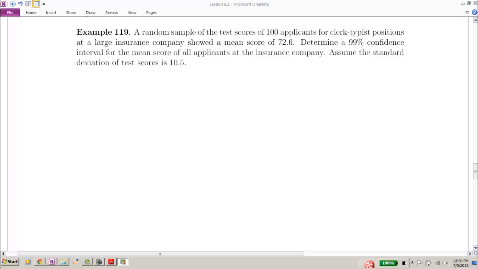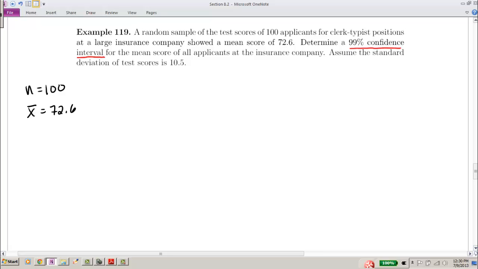In example 119, we're going to find a 99% confidence interval. For this situation, we've got a random sample of test scores for 100 applicants. So that's our sample size, n is 100. It showed a mean score of 72.6. That's a sample mean, x bar is 72.6. We're going to use that as our starting point to create this confidence interval.